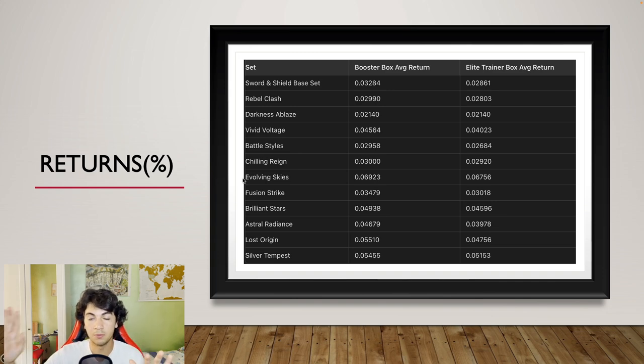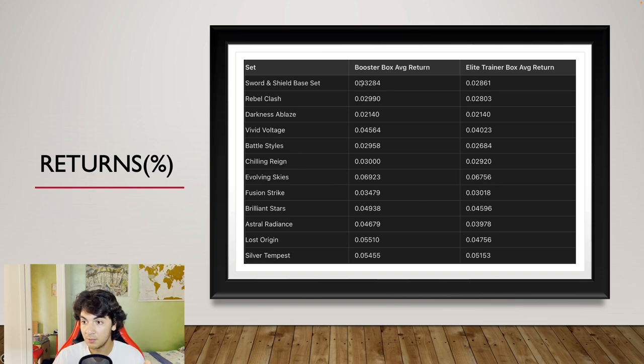But as you can see here, it's very clear that the best performing set, only when it comes to returns, so we're not looking at risk, we're only looking at returns, we'll get into the risk part later, is Evolving Skies, both for booster boxes and ETBs. These are, again, weekly average returns. It's the best. What's the weakest?